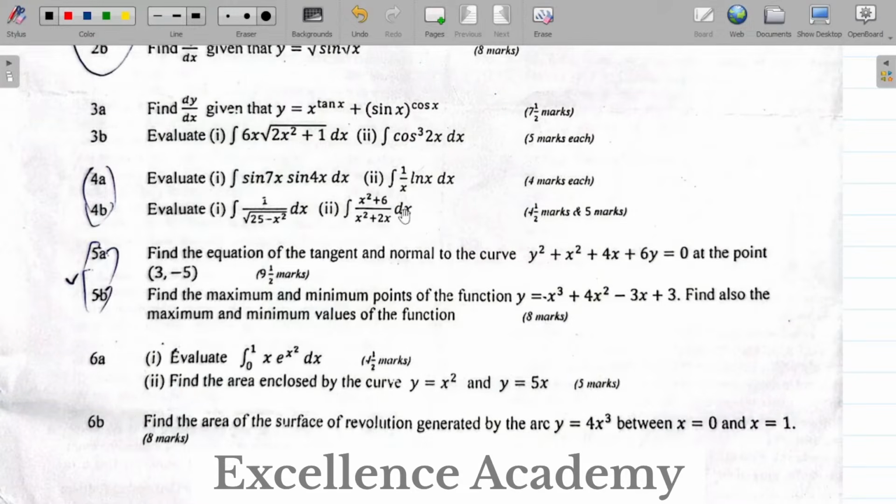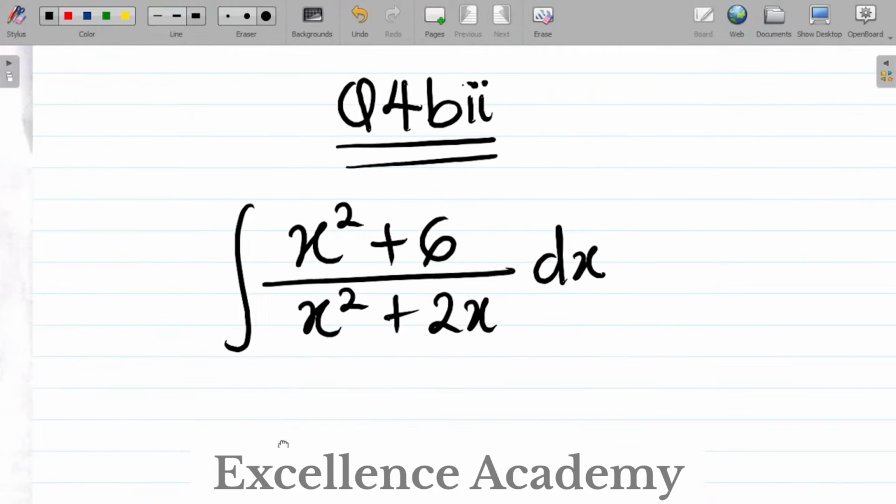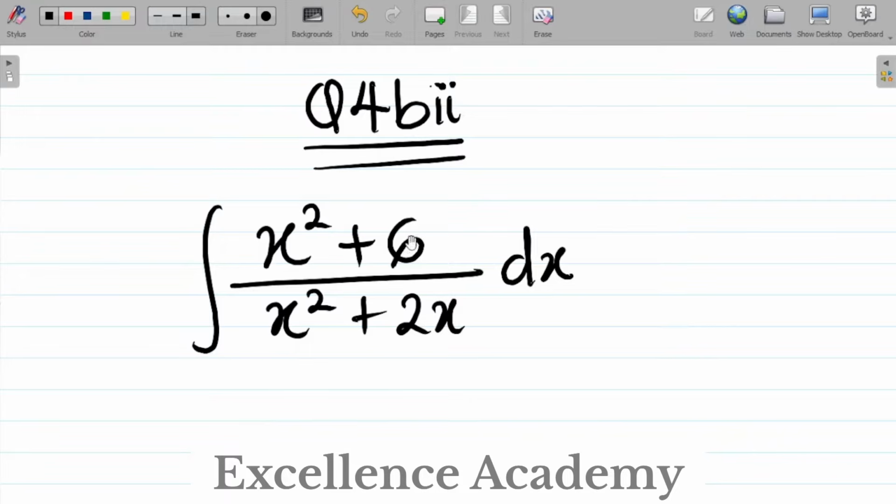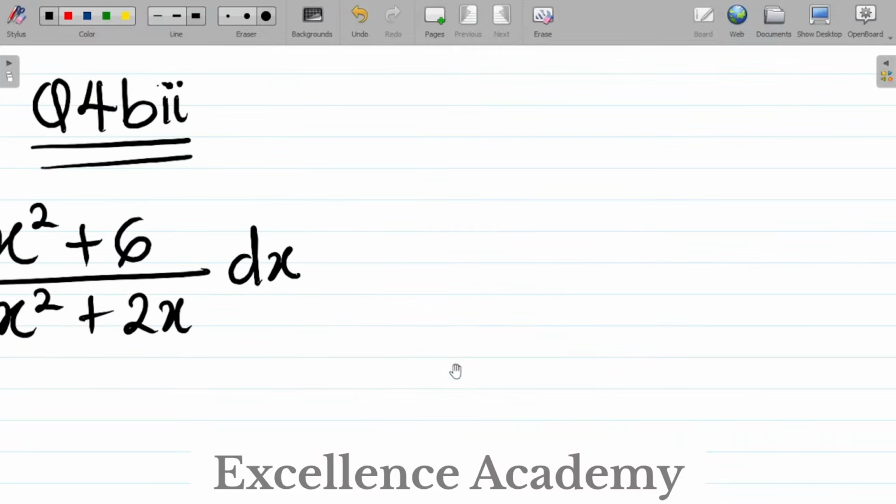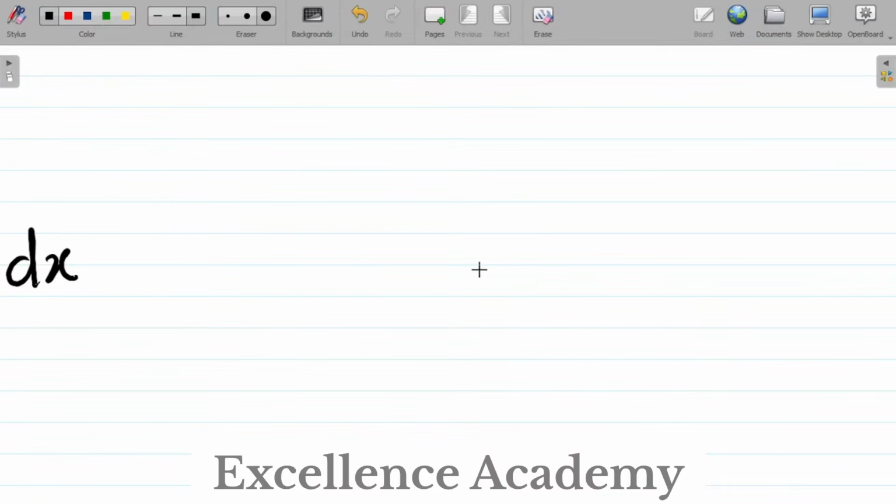Question 4b II. The question says evaluate the integral of x squared plus 6 all over x squared plus 2x dx. How do we solve this question? The first thing you want to observe is that the degree of the numerator, x squared, is the same as the degree of the denominator, x squared. And when they are of the same degree, the first thing you want to do is long division.